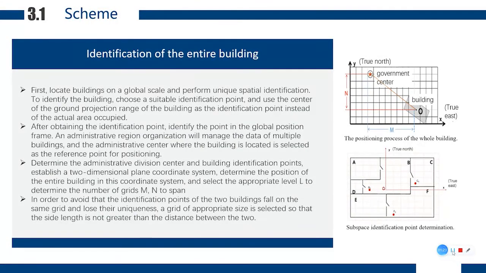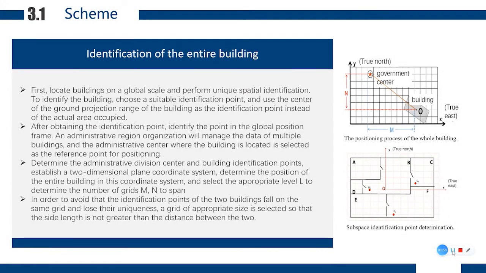Then let's talk about the identification of the entire building. First, locate buildings on a global scale and perform unique spatial identification. To identify the building, choose a suitable identification point and use the center of the ground projection range of the building as the identification point instead of the actual area curved. After obtaining the identification point, identify the point in the global position frame.